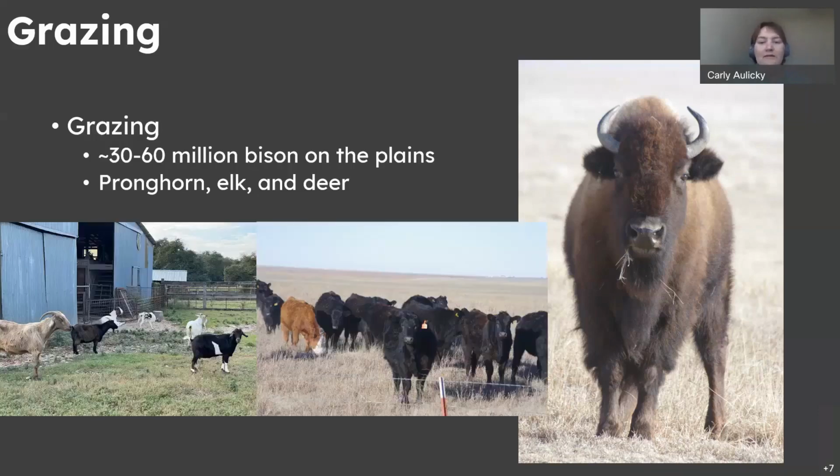Today, we don't really see as many bison on the plains, partly because they were hunted and systematically wiped out, but also in part because a lot of the Great Plains are now fenced off. What we do have in their place are cattle and other livestock, such as goats and sheep.